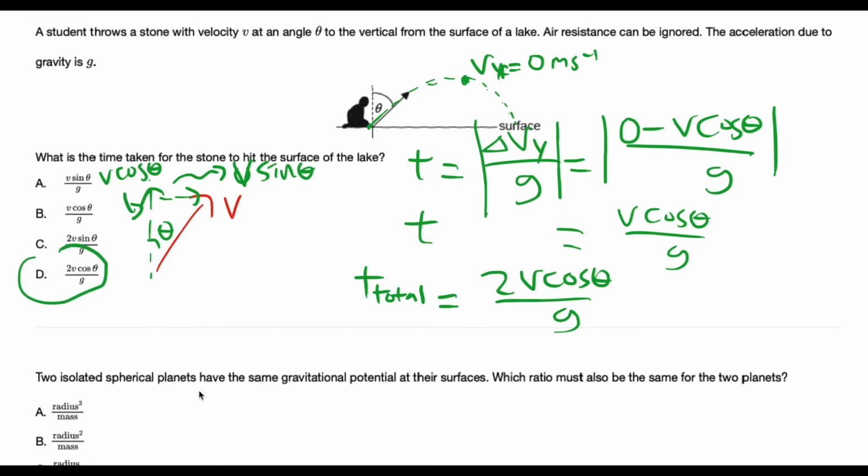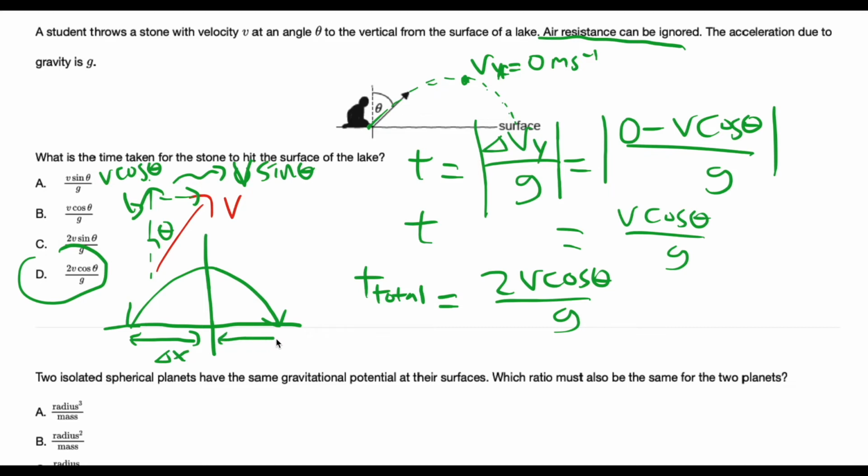I just want to point out that this one is true because it says air resistance can be ignored. So when air resistance can be ignored, we assume that the trajectory of a projectile motion is symmetrical. So it takes an equal amount of time to complete half of the horizontal displacement. However, if air resistance is not negligible, it's going to look something like this. To be more accurate, it's going to look something like this.